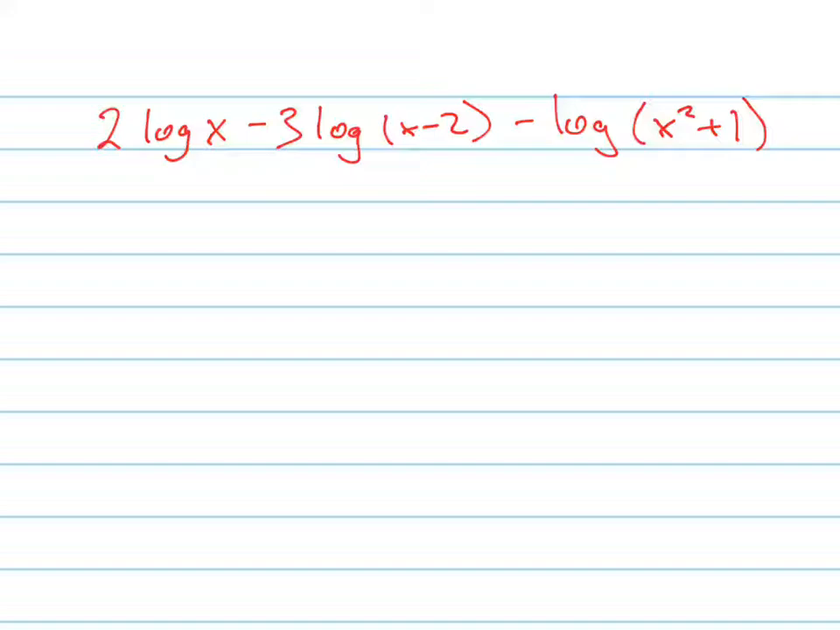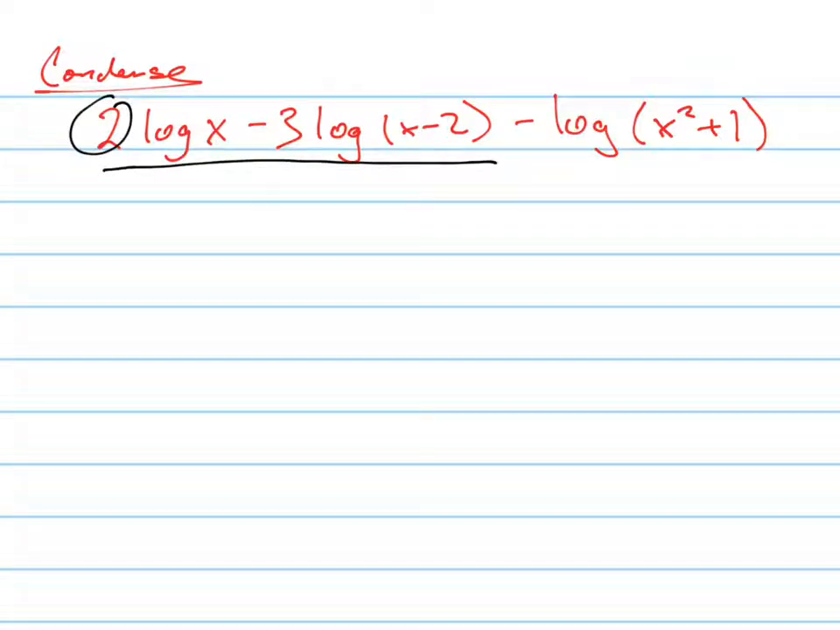All right, so they want us to condense this. Condense means combine them down into a single logarithmic expression. So there are the properties. If you look back at your properties, first of all, this goes up to here, and this goes up to here. So that's the first thing you do.